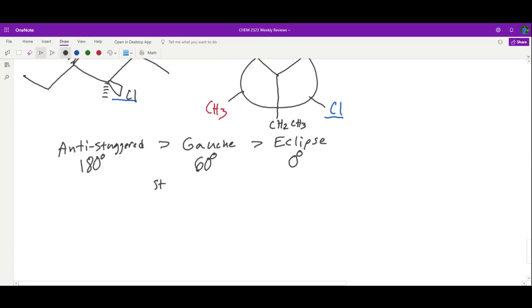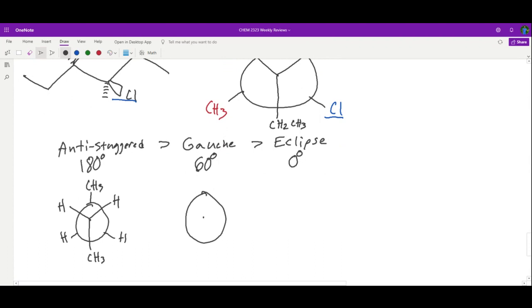So again, or let me draw each of the examples first. Okay, so let's say we have CH3 here. These are all hydrogens. So my two bulkiest groups are exactly 180 degrees away from each other. So there's less steric hindrance, or the least amount of steric hindrance. And then for 60 degrees, my bulky groups are right next to each other. So there's going to be some degree of steric hindrance.